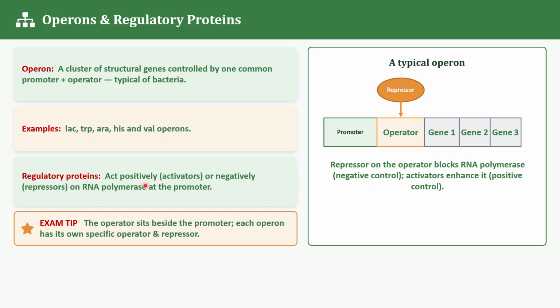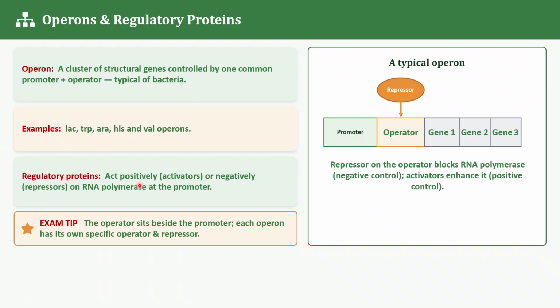So what happens in positive regulation? Activators help RNA polymerase and increase the transcription. What happens in negative regulation? Repressors inhibit transcription by preventing RNA polymerase from transcribing the genes.